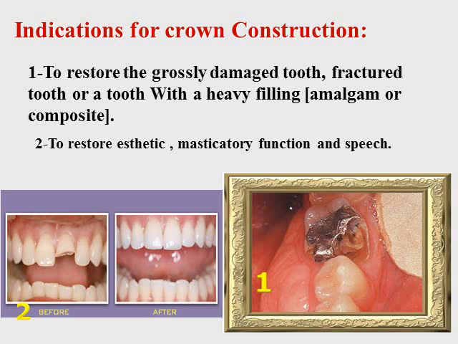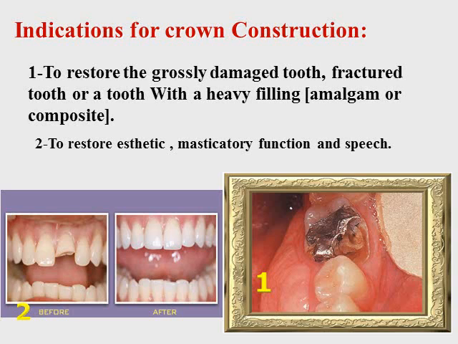First of all, if we are going to talk about the indications for crown construction, we are going to see that if we have a big damage in the tooth, or the tooth has a big carious lesion and is going to be restored with a big amalgam or heavy filling, both of them, the remaining tooth structure and the filling material, are weak, and we must do a crown to cover them and make them stronger.